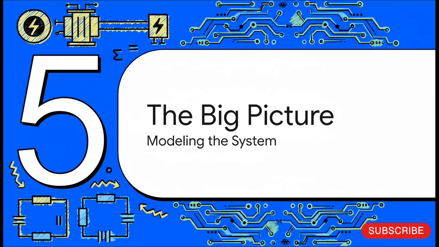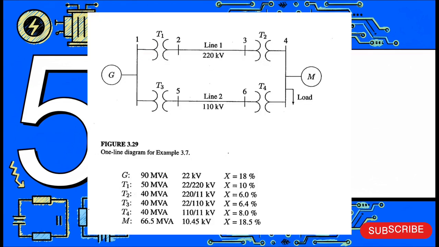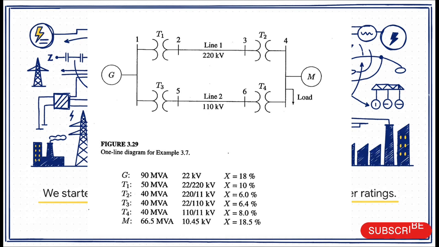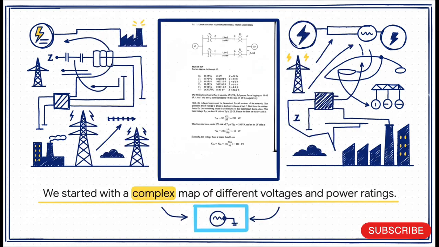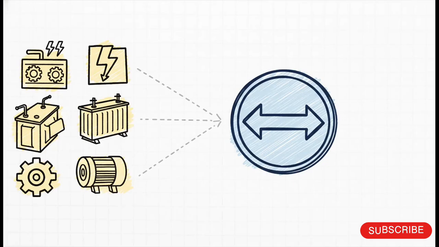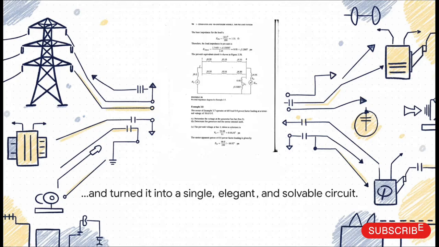Okay, so now we get to the big payoff. We have our common language. So now we can finally zoom back out and look at the entire system as one single understandable thing. Remember this? This is where we started. This incredibly complex diagram, where every single component was speaking its own language of volts and amps and ohms. It was just a total mess of numbers that didn't work together. But now, watch what happens when we apply that common language, the per-unit system, to every single one of those components. And we get this.